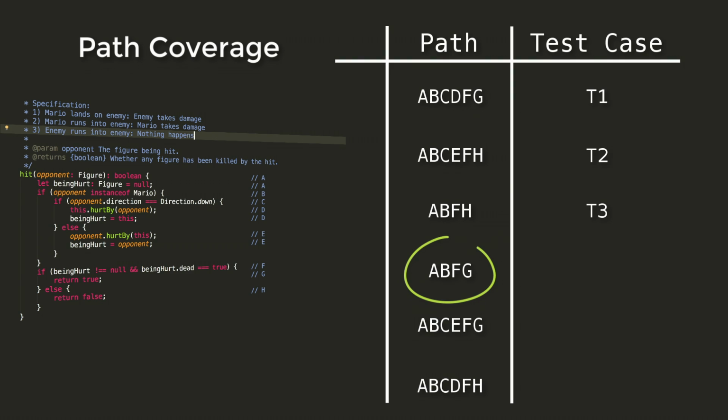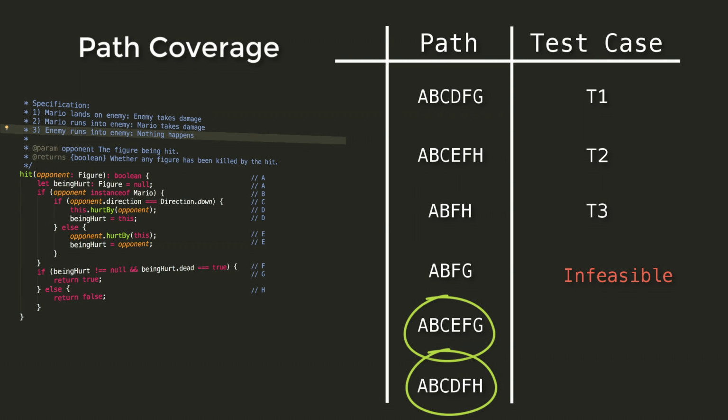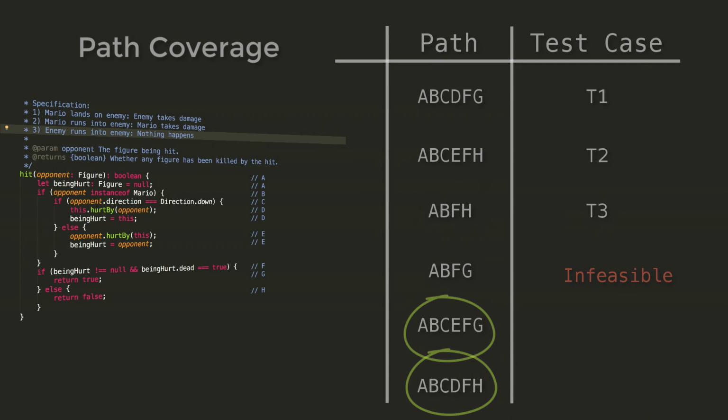Looking at the path ABFG, we can see that we need to pass in a figure that is not a Mario, but want to return true for dying. It turns out that this is an infeasible path, because if the opponent is not a Mario, being hurt will always be null and F can never be true. So some paths just can't happen in practice. But there are 2 paths here that are both feasible and aren't covered by our existing tests.